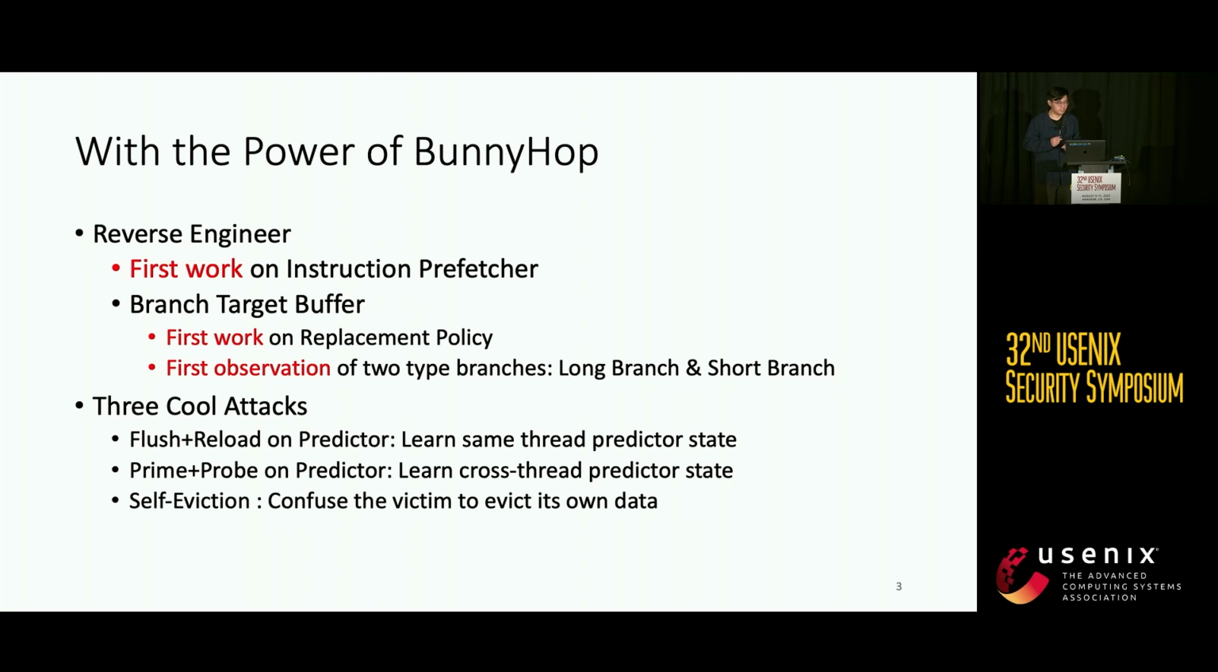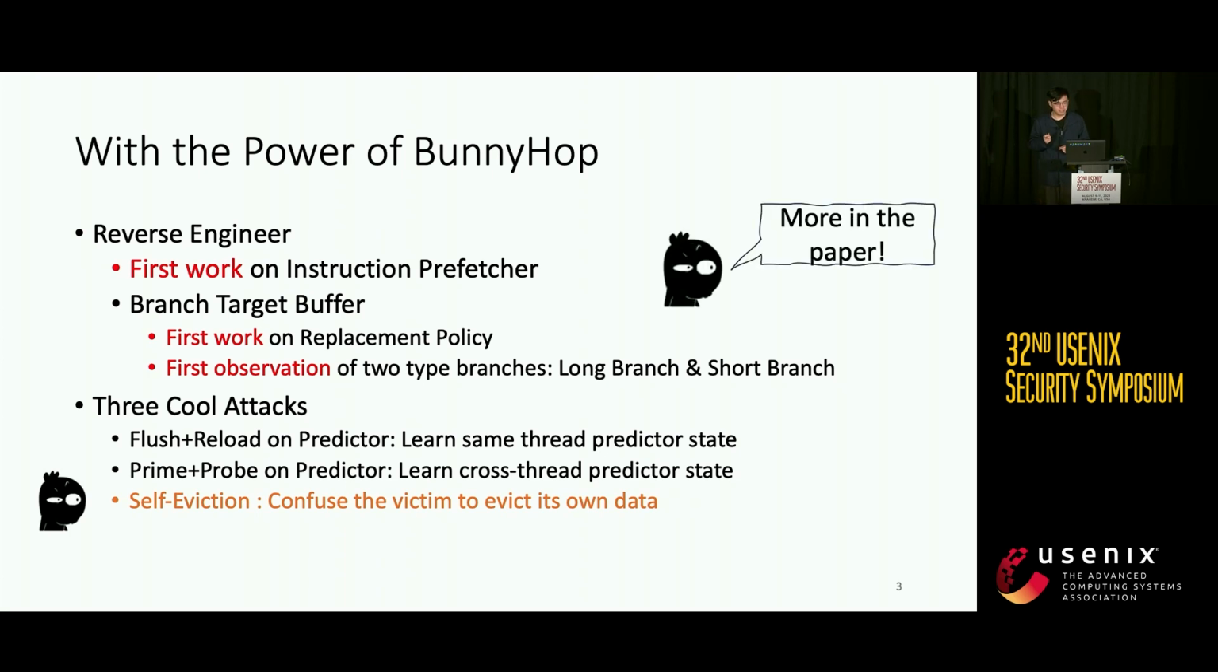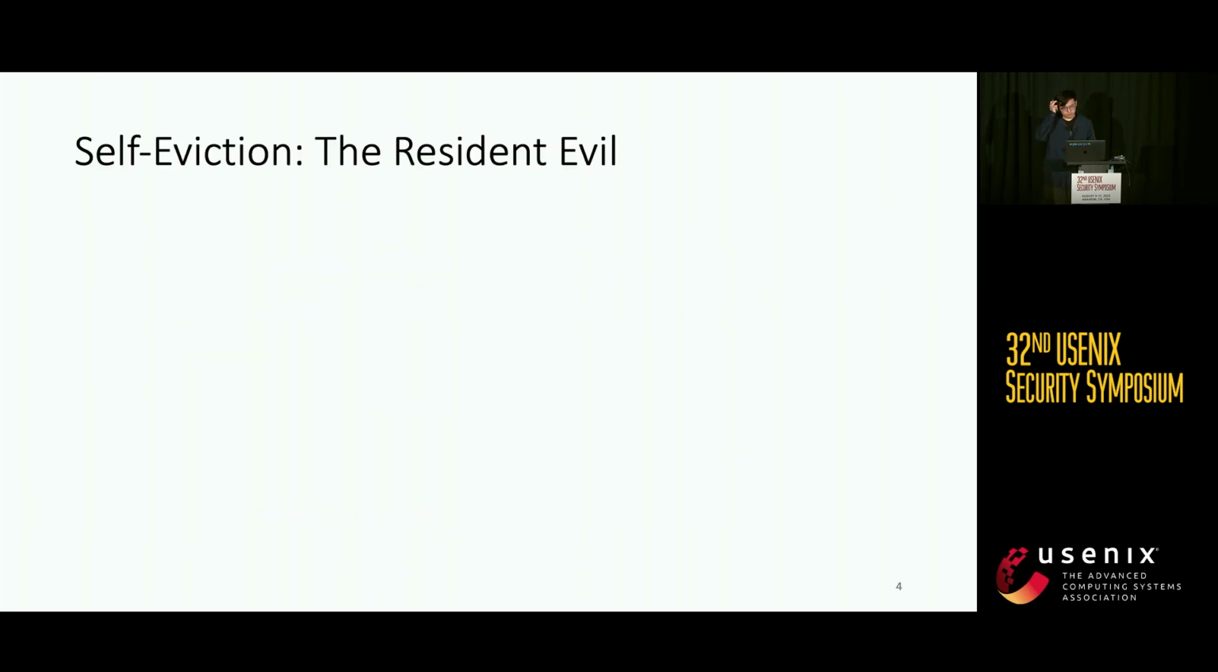In self-eviction, we use the branch predictor in a very different way than previous attacks. In the rest of the talk, I will explain how self-eviction works. If you are interested in the results of our work, you are welcome to read our paper. Self-eviction is a variant of the evict time attack. The first job of it is to evict secret dependent data from the cache. That's how the evict time attack works.